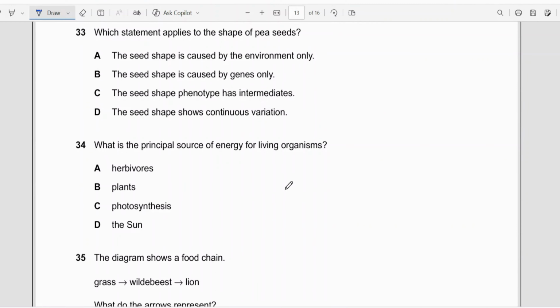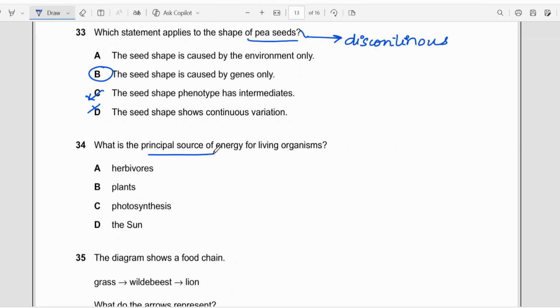Leave it over there. We are not going to waste our energy on one. No, no. Which statement applies to the shape of pea seed? Whenever we talk about pea seed color or pea seed shape, this is an example of discontinuous variation. In pea plants it is discontinuous variation. Keep this in your mind. So this continuous variation option is incorrect. Discontinuous variation is caused by genes only, while continuous variation is caused by environment and genes both.